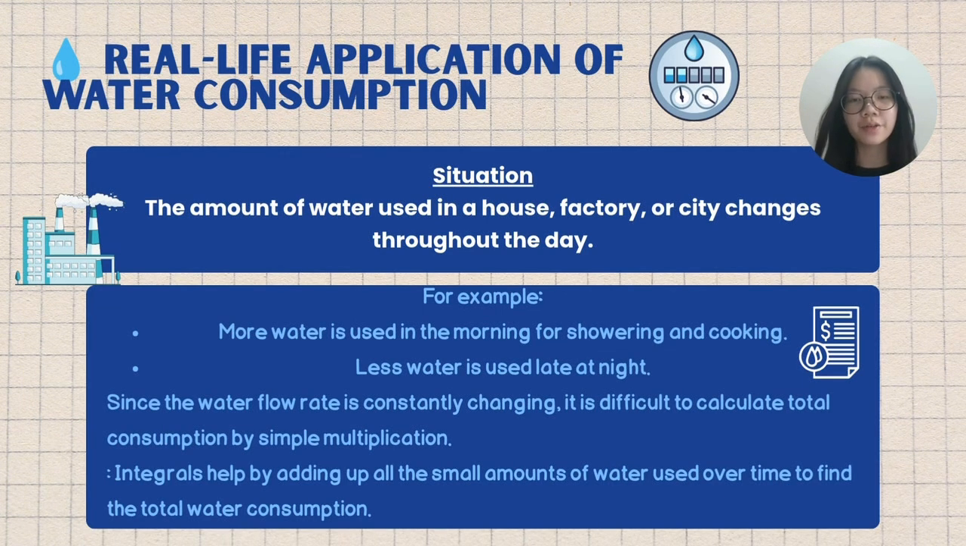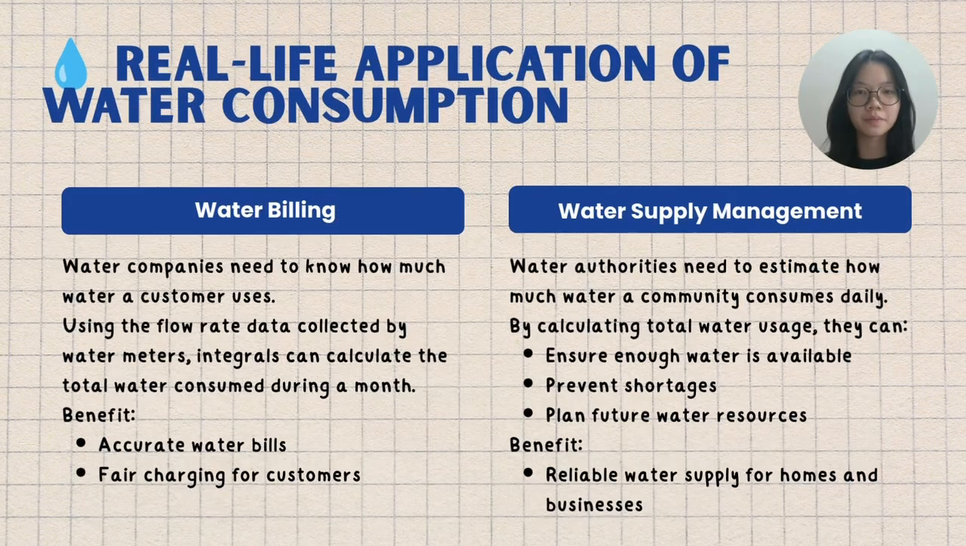And here is a real-life situation. The amount of water used in a house, factory, or city changes throughout the day. People use more water in the morning for cooking, showering, and cleaning, while less water is used at night. Because the flow rate keeps changing, it is difficult to calculate the total water usage directly. Integration solves this problem by adding up all the small amounts of water used throughout the day.